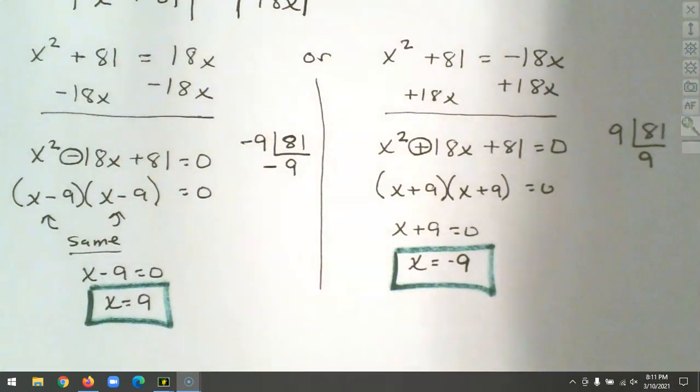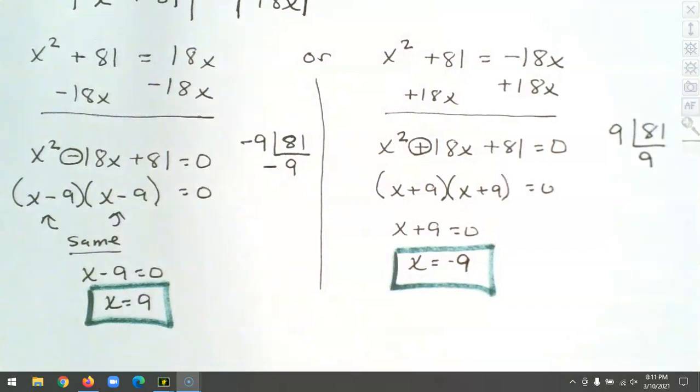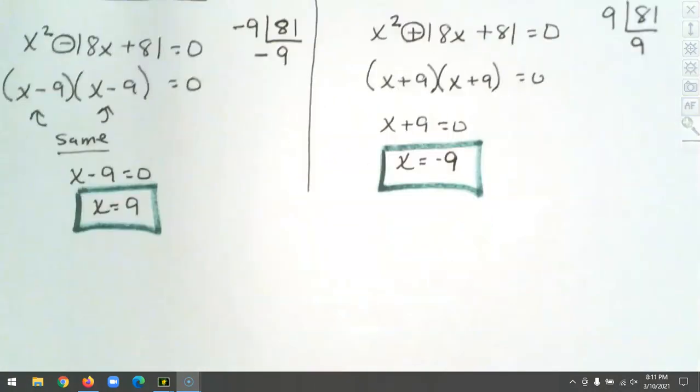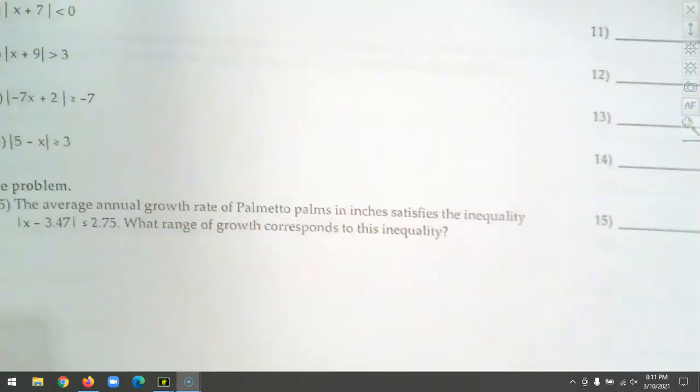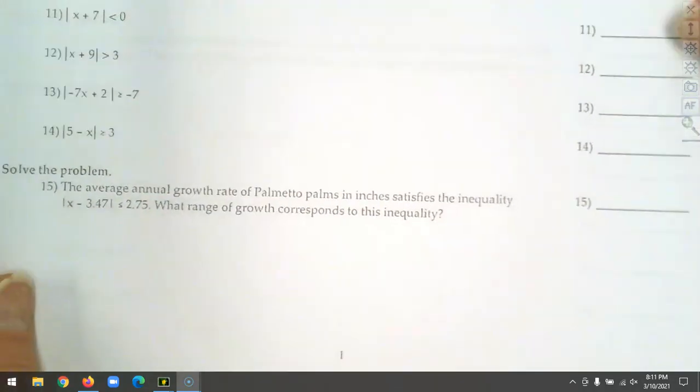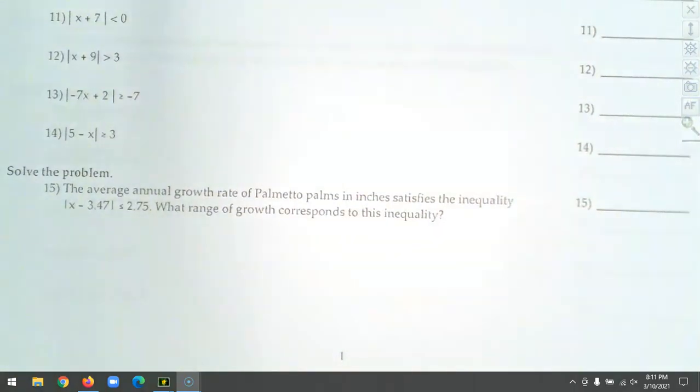Before we move on to the practice exam, let's talk quickly about question 15 in your homework. This is a question that students ask about a lot. It's an application, but it's all set up for you. So what we're looking at on question 15 is a palm tree. And depending upon the conditions, the palm tree is either going to have a larger trunk that year or a smaller one.